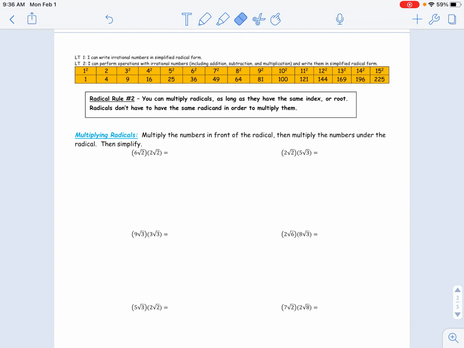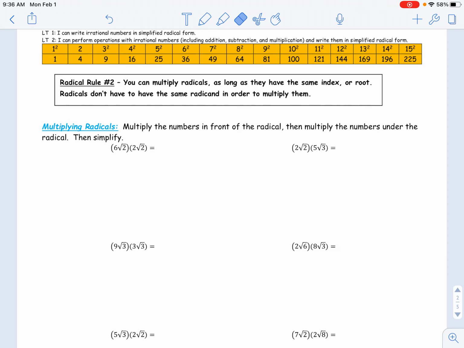Okay, so now we have multiplying radicals, all right? So really all you gotta do is multiply the numbers in front of the radical, then multiply the numbers under the radical, then simplify. That's it. So what does that mean?